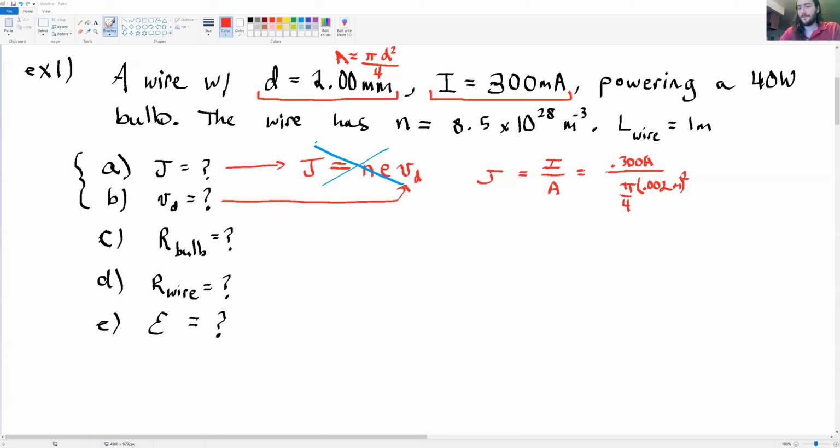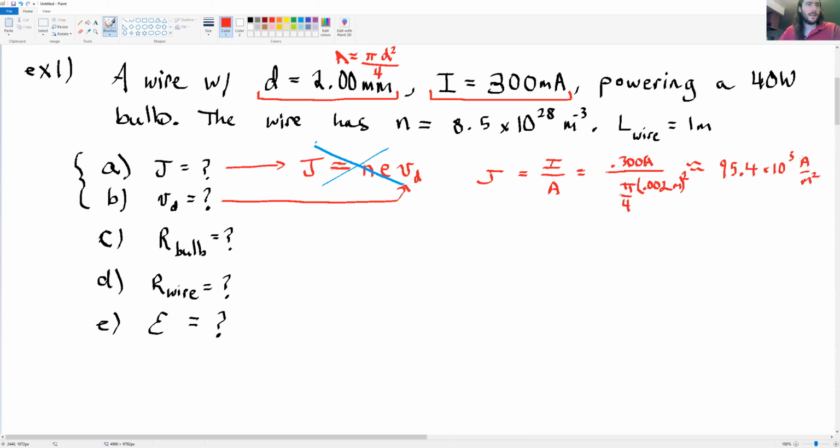So 0.300 divided by, and I got to do pi over 4, and then times 0.002, and I want to square that 0.002, and I make sure I've got my parentheses in the correct location there. I push enter. I double check that the expression looks correct as I plugged it in, and I get an answer here. And we'll go ahead and write this down in scientific notation here. I get 95.4 times 10 to the third amps per meter squared.